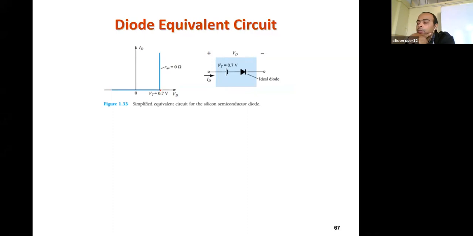Got it? Now look at the next figure. In this figure, the threshold voltage is 0.7. So after the voltage reaches 0.7, the diode starts conducting current, meaning the diode was consuming 0.7 volt.